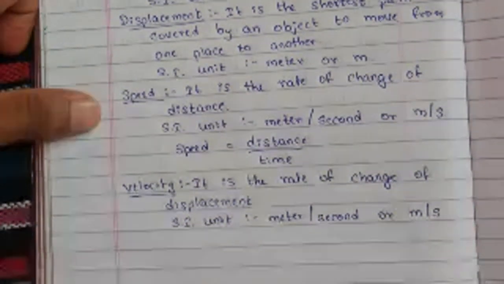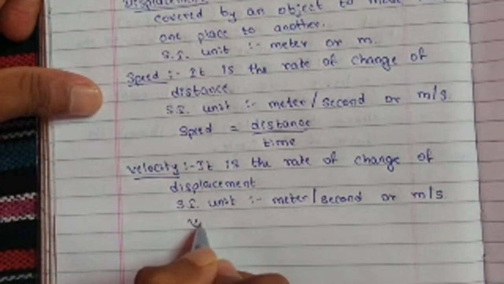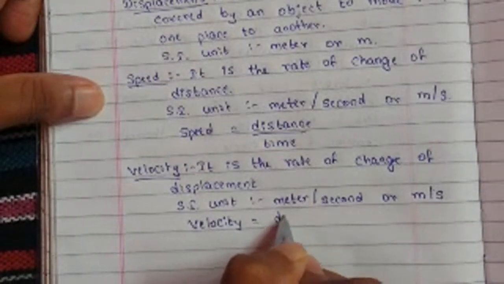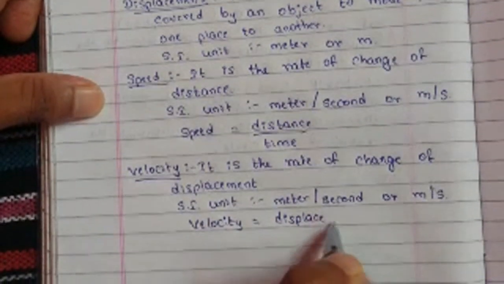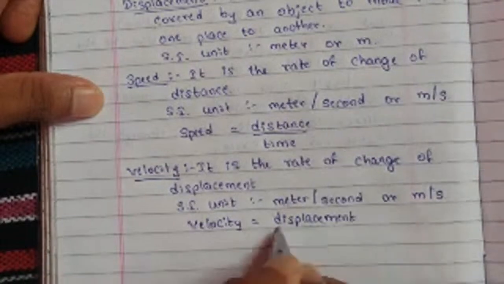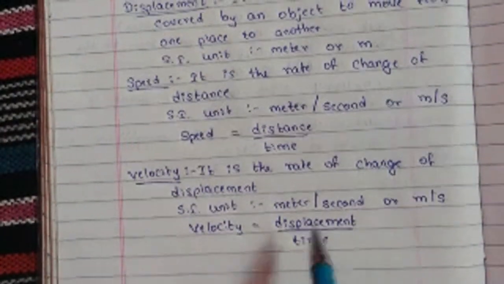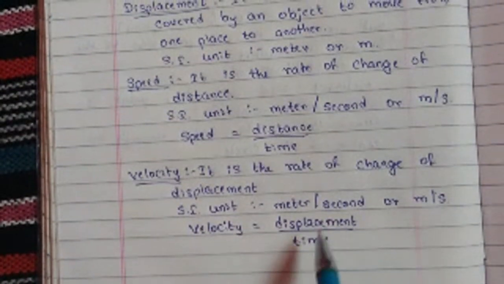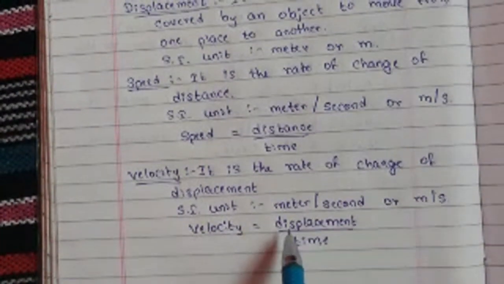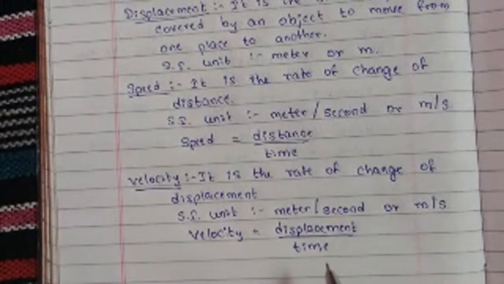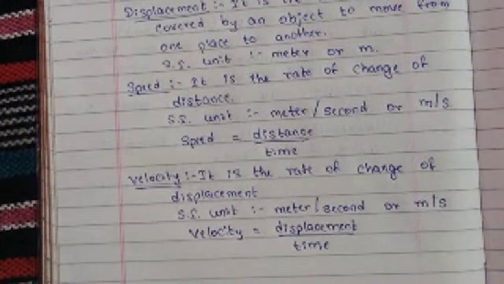Then the expression for velocity equals displacement divided by time. That is the rate of change of displacement, or the change in displacement with respect to time. If you use the words with respect to time, then there is no need to use rate of change of, and if you use rate of change, then no need to use with respect to time.